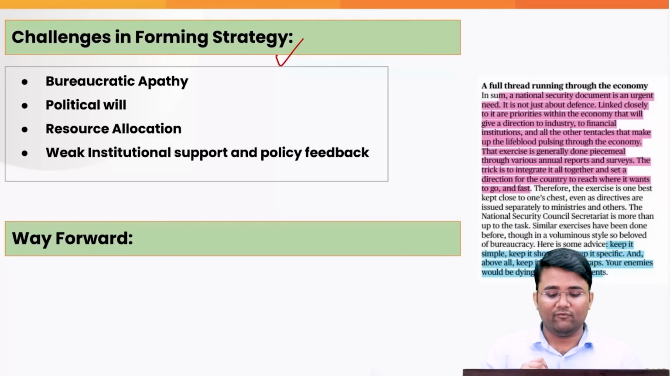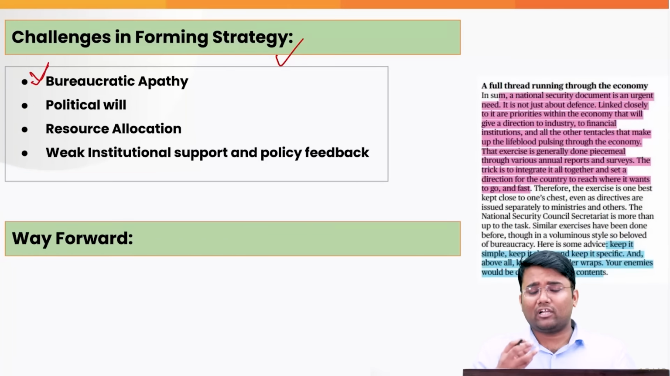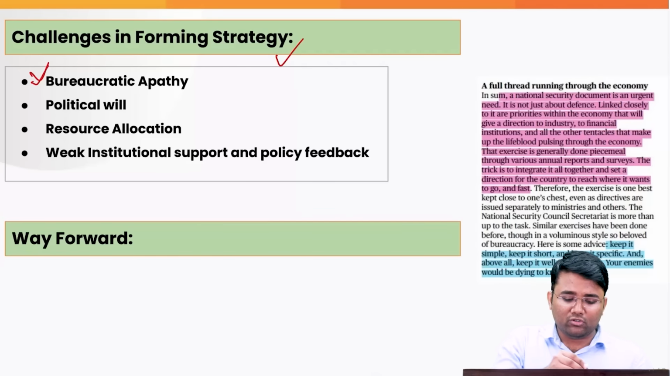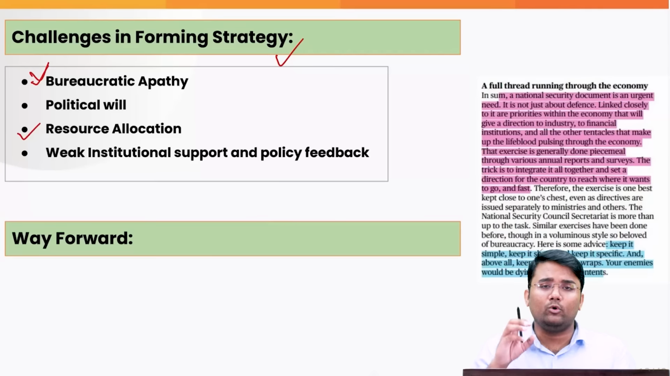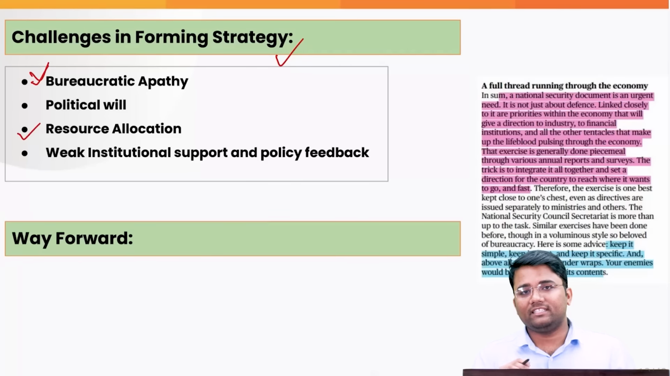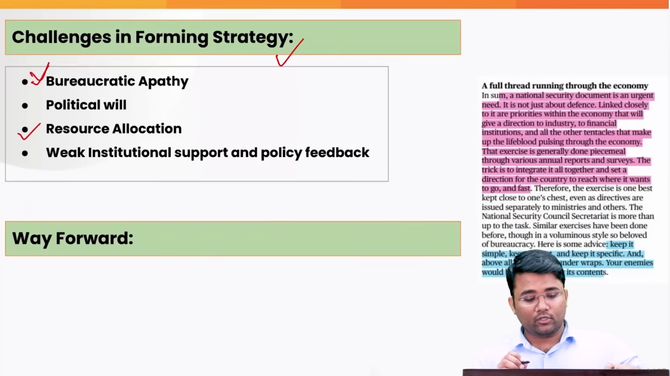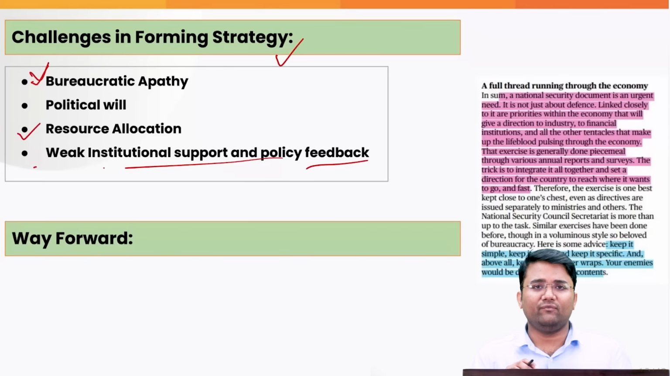What are the various challenges in forming the strategy? First, bureaucratic apathy. The lack of proper government will, political will, is a major challenge. Also, it will be very difficult to allocate resources through budgetary expenditure only, because we already have limited finance and the government has some other priorities also. Also, there is weak institutional support and policy feedback, because there is apprehension that the policy and strategy that would be made will not be very comprehensive. There is no proper positive feedback loop, that we are getting proper feedback from the people who are drafting or from the different stakeholders. And the institutional support, the government support, is not very good. That also will create an issue in forming this strategy.